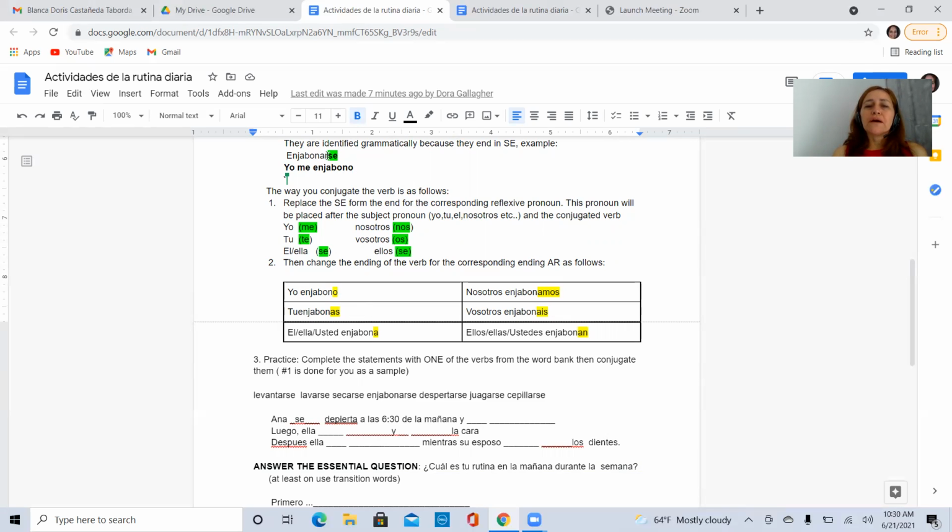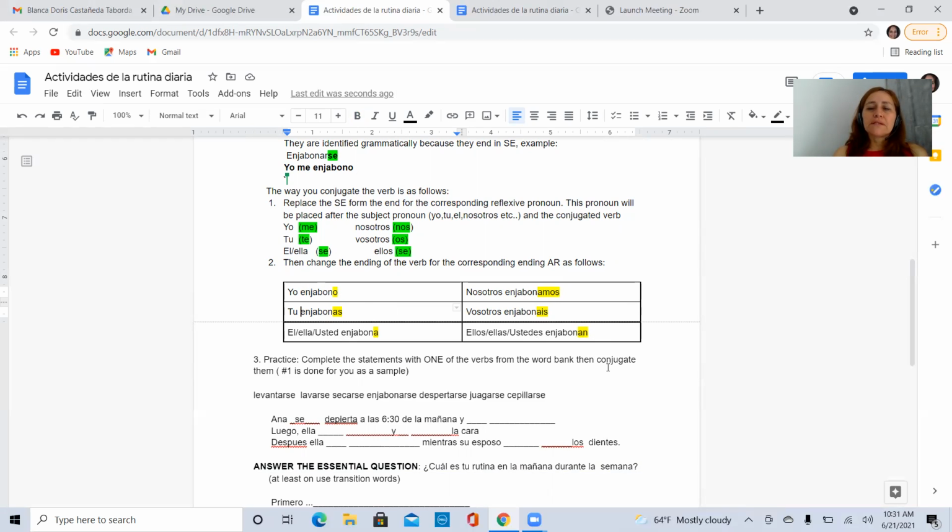Then you need to conjugate that part. So you already took care of the SE part. Now you need to conjugate the AR verb to match the subject pronoun as follows. Enjabonarse is an AR verb, so yo enjabono. So you drop the AR and you add the ending. Enjabono, tú enjabonas, él, ella enjabona, nosotros enjabonamos, vosotros enjabonáis, ellos enjabonan.